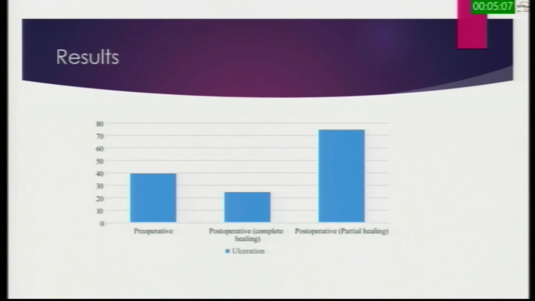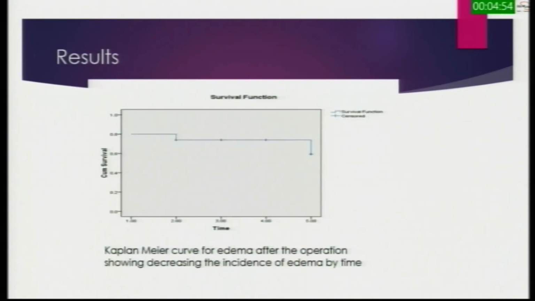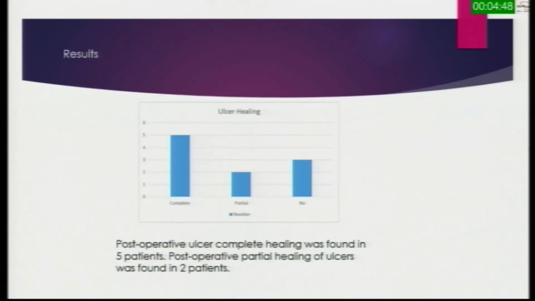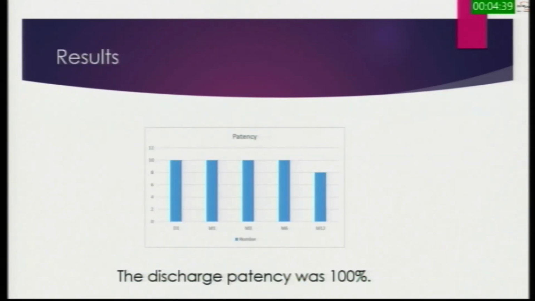As regards ulceration, which was more important with regard to the C5 and C6 classification, we found partial healing in about 30% of patients and complete healing in only 25% of patients, as shown here in the Kaplan-Meier curve. Complete healing was found in only 5 patients. Post-operative partial healing was found in only 2 patients.